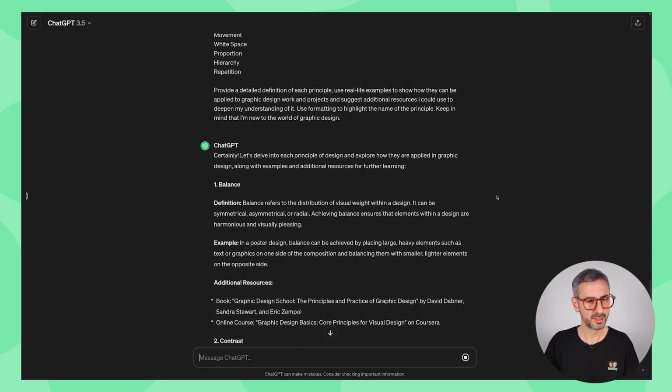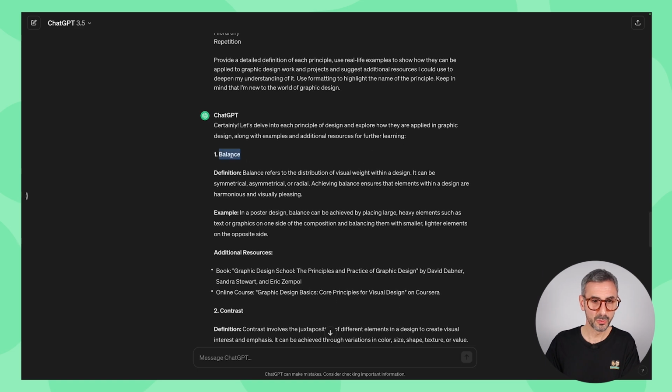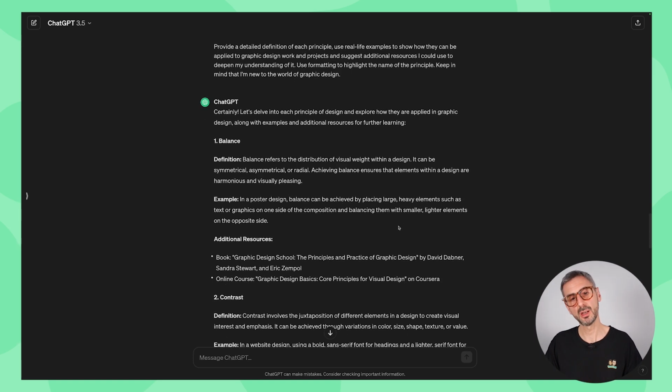So there you go, ChatGPT answered straight away, certainly. Let's delve into each principle of design and explore how they are applied in graphic design, along with some examples and additional resources for further learning. So the first one is balance, okay? So I get a definition. Balance refers to the distribution of visual weight within a design. So I get the definition, I've got an example, okay? In a poster design, balance can be achieved by placing large, heavy elements such as text or graphics on one side of the composition and balancing them with smaller, lighter elements on the opposite side.